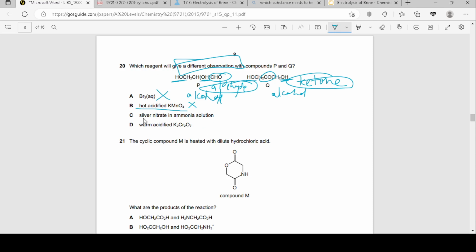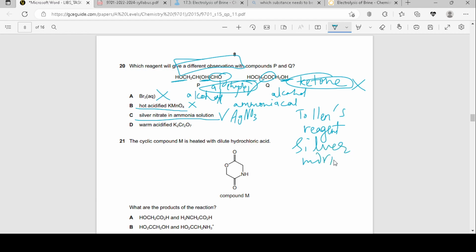If you have silver nitrate in ammonia solution, ammoniacal AgNO3 is what it's called, that's actually Tollens' reagent. Tollens' reagent is silver nitrate in ammonia solution, and Tollens' reagent is a test for aldehydes. So it gives a positive result with aldehydes and a negative result with ketones. So that's actually your answer because it will distinguish between aldehyde and ketone. It's your silver mirror test, if you want to search it up.